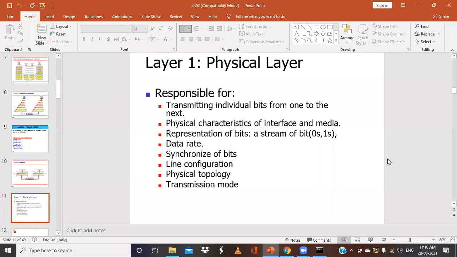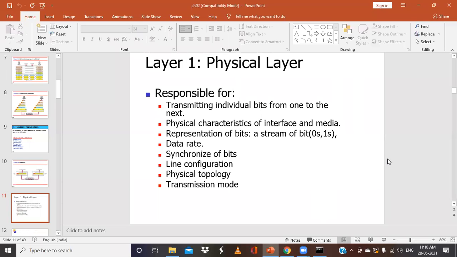And then about the physical characteristics of interface and media. So what are the physical characteristics? It defines the characteristics of the interface between the devices and transmission media. So between the devices, what transmission media are we using, or which type of cables are we using. All these are the responsibility of the physical layer.